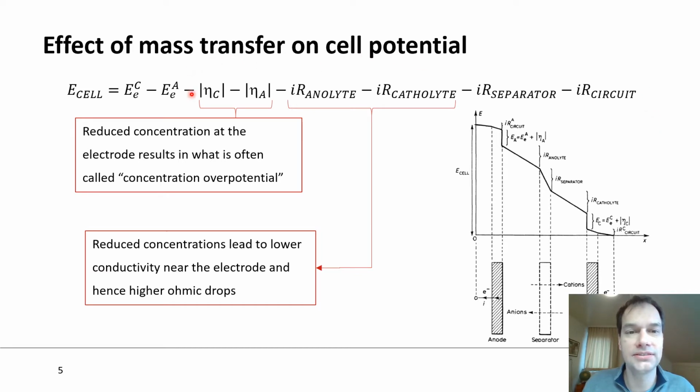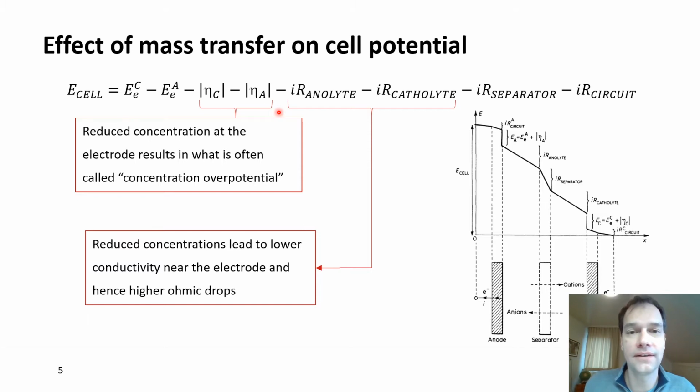It especially applies to the overpotentials, because the overpotentials indicate the reaction rate, and the reaction rate depends on the concentration at the electrode. So if the concentration at the electrode is lower, it reduces the reaction rate, and in turn it results in an increase in the overpotential. This increase we call the concentration overpotential. This is really the most important contributor of mass transport in the cell potential.